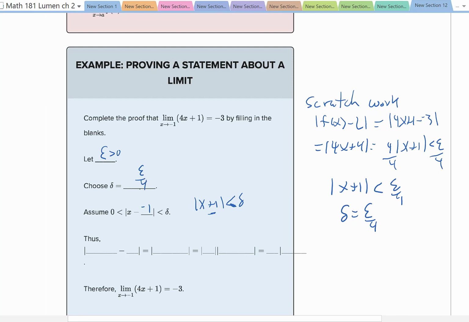So thus we have 4x plus 1 minus -3 is 4x plus 4, which is 4 times the absolute value of x plus 1, which would end up being 4 times epsilon over 4, which is epsilon. Therefore, the limit exists in that way. Okay? Lots of fun, right?